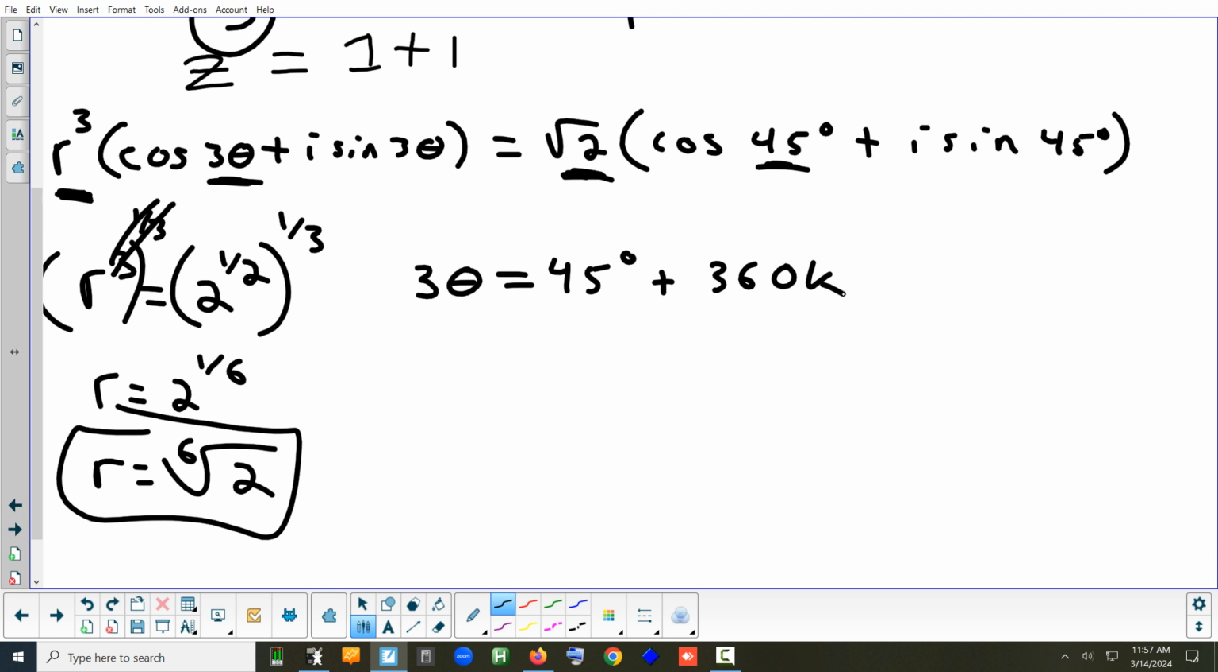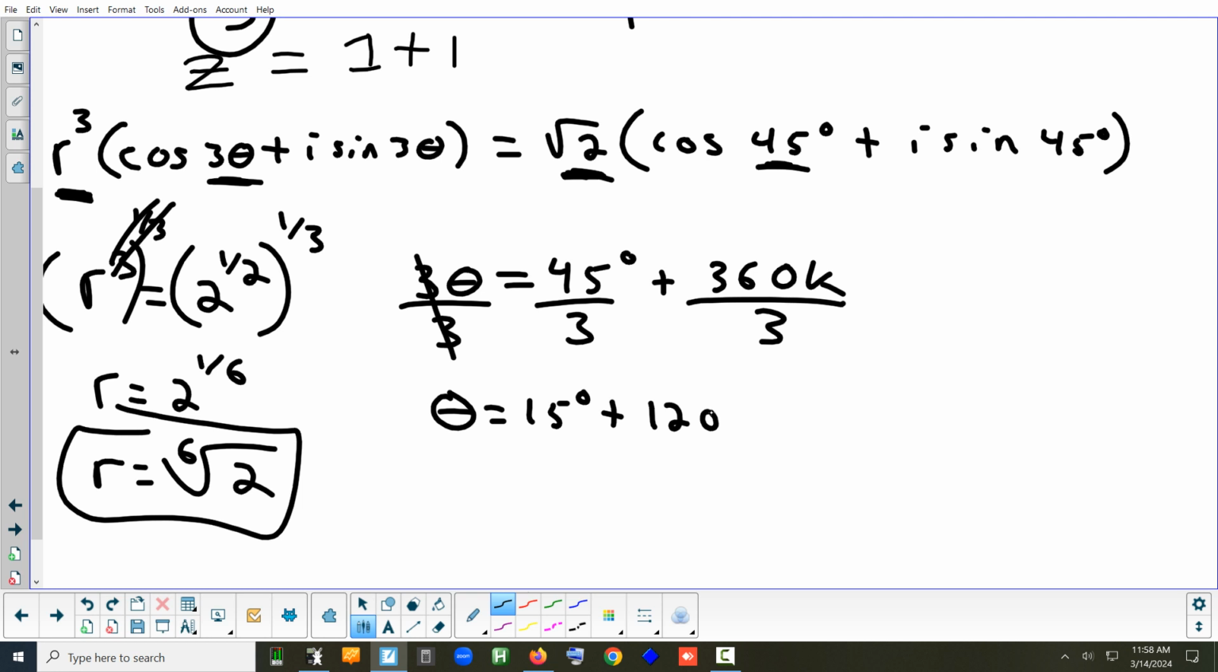So what do we have to do to get theta alone? Divide by 3. This time I'm going to do it like this, because I can actually simplify all of it. What's 45 divided by 3? 15. And what's 360 divided by 3? 120. Now, what are the three values k is going to equal? 0, 1, 2. Now it's just tedious to plug everything in.